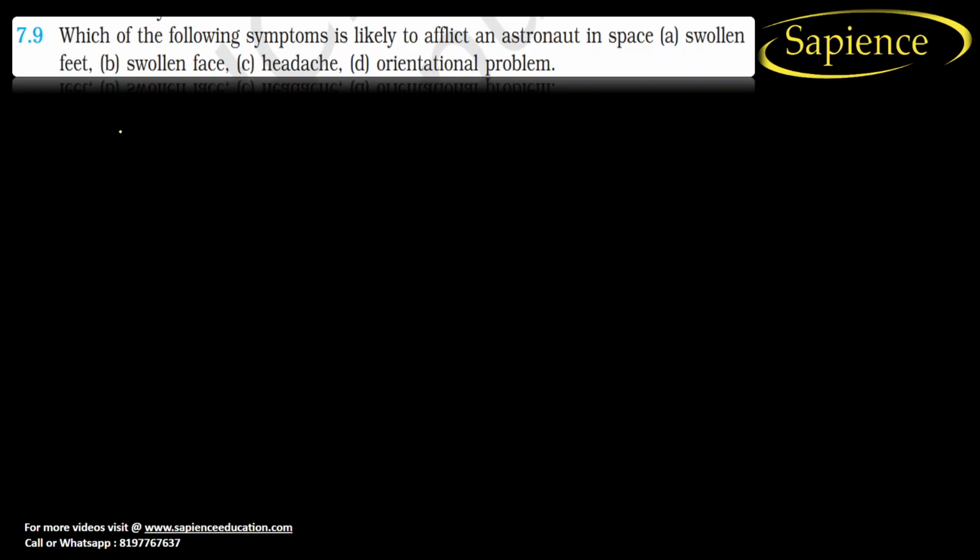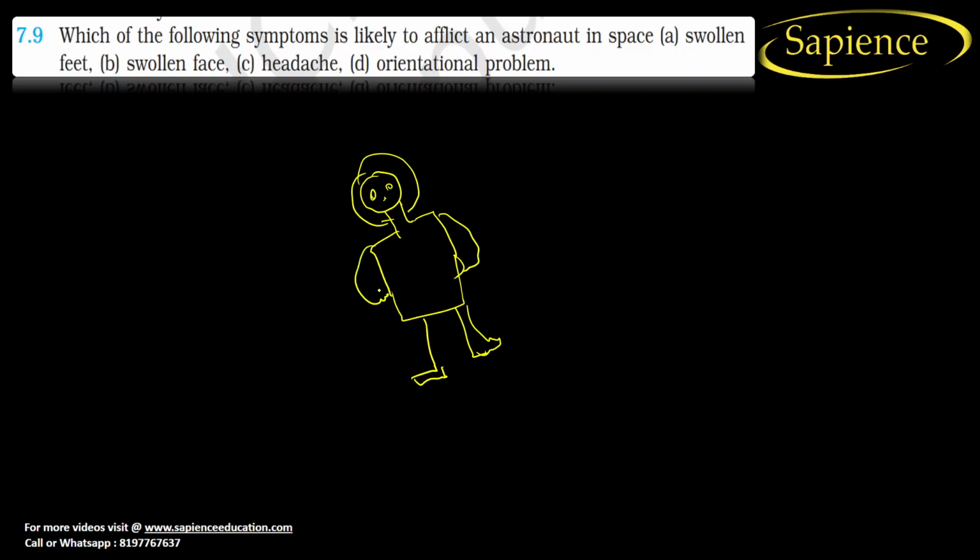Now this is question number 7.9 of the gravitational chapter of the NCERT. Which of the following symptoms is likely to afflict an astronaut in space? Let us consider this is an astronaut. I'm not good at drawing, so please bear with me. This is an astronaut. Okay, now it is totally covered. Everywhere it is covered.